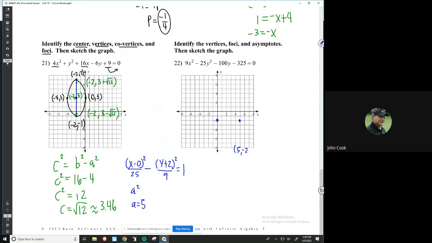That's located at 5, negative 2. One vertex. And then the other vertex, I go to the left by 5. So 1, 2, 3, 4, 5. So that other one's going to be located at negative 5, negative 2 for the other vertex.